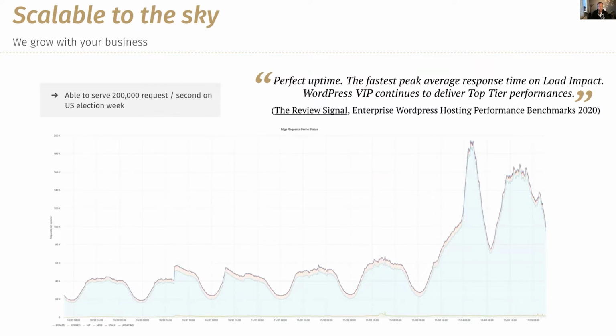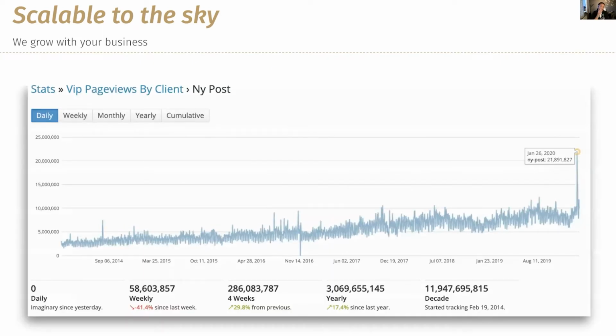If we look at the statistics here, this was US election week for the review signal, and we were running 200,000 requests per second. And we didn't slow down, we didn't falter, nothing started falling over, we just ran with that. And this diagram is kind of a similar case as well.